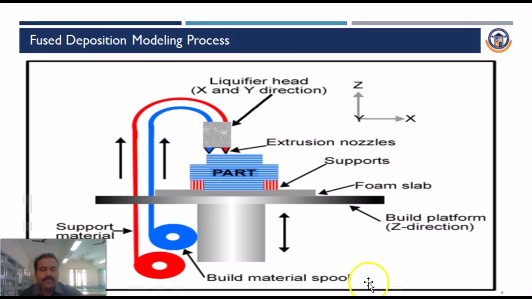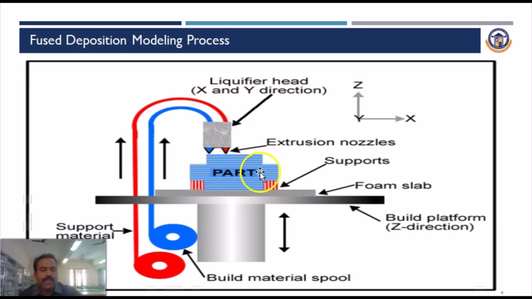We have different types of spools. One is the build material spool, and the other is the support material supplying spool. These are the two types of spool. Then we have two different nozzles. One nozzle is the build material extruder, and the other is the support material extruder. The whole setup is called the liquefier head. The liquefier head is controlled by servo motors, moving in the X and Y directions.